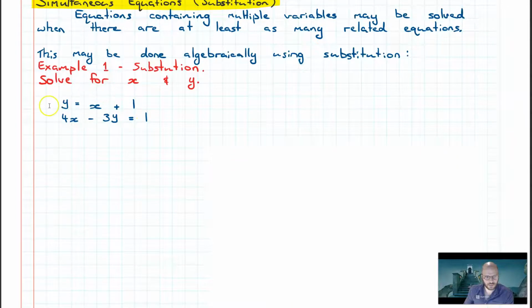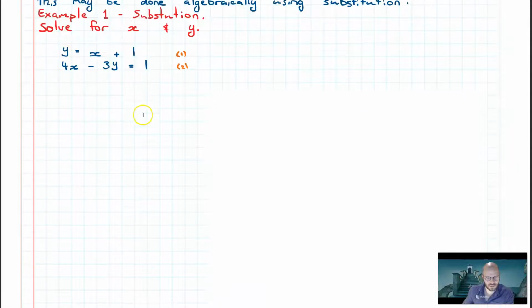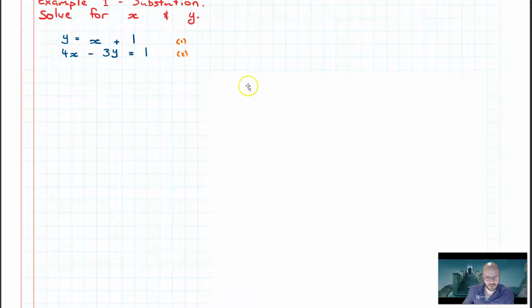In example 1 down here, we have a system of equations. We have equation 1, this is defined as y equals x plus 1, and we have equation 2. This is defined as 4x minus 3y equals 1. Using these two equations here, we're going to use the substitution method to find definitive values for both x and y. This will be done in about 5 steps.